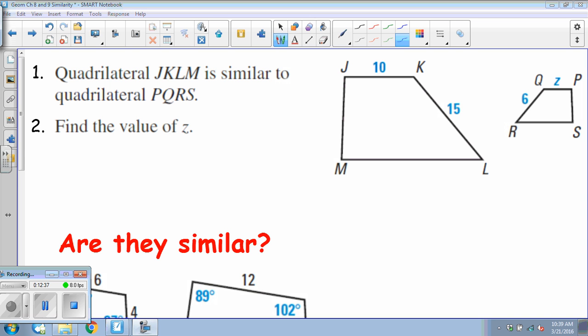Okay, so it tells us what's similar to what. Now, these figures are not drawn perfectly next to each other, right? They're not. And so I know from the similarity statement that JKLM is similar to PQRS. So that means angle J has to be congruent to what? J and P, right? K and Q. So K is congruent to Q. L and R. And then M and S.